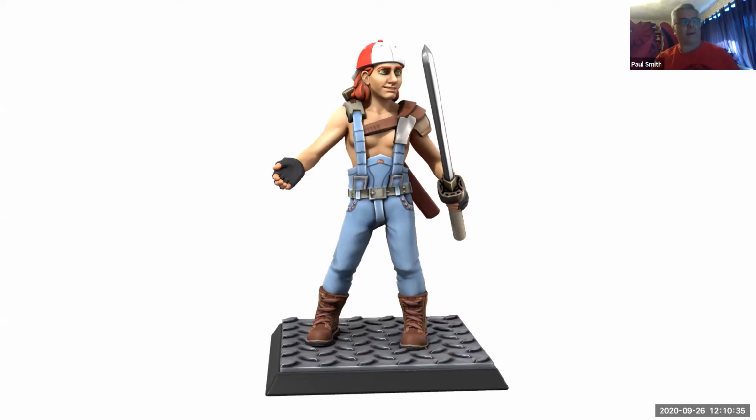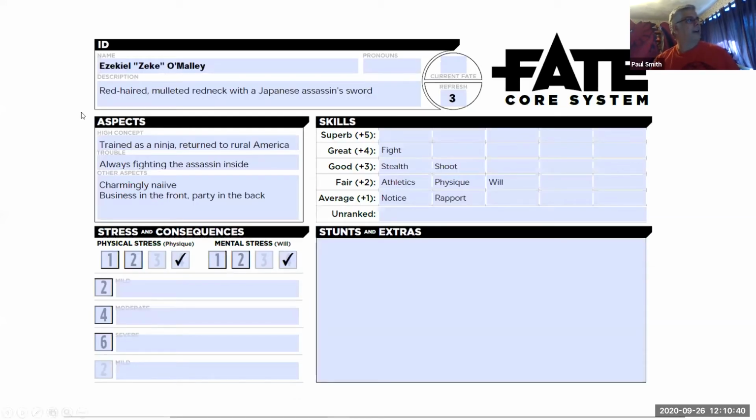So let me show you how I fleshed him out using this character sheet. You can see right here, his name is Zeke, Ezekiel O'Malley. He was trained as a ninja. Return to rural America was his high concept. If I was to boil down who this character is, that's what came to my mind. However, his trouble aspect is he is always fighting that assassin inside. So even though he's kind of a lighthearted, fun-loving guy, he has that aspect of him that he's always trying to suppress.